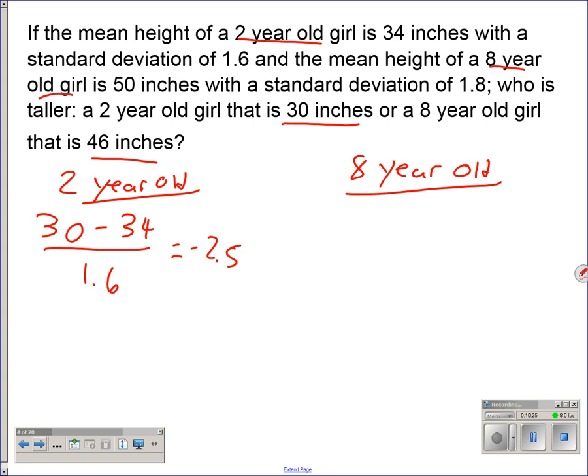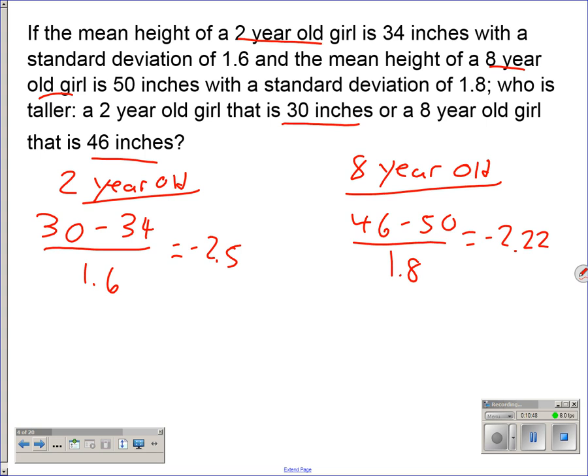What about the 8-year-old? She is, what, 46 inches? And their mean is 50. Now, again, she's below the mean. She's 4 inches below the mean. But her standard deviation is only 1.8, so there's a little bit more of a spread between the values. What's that end up being? Negative something?